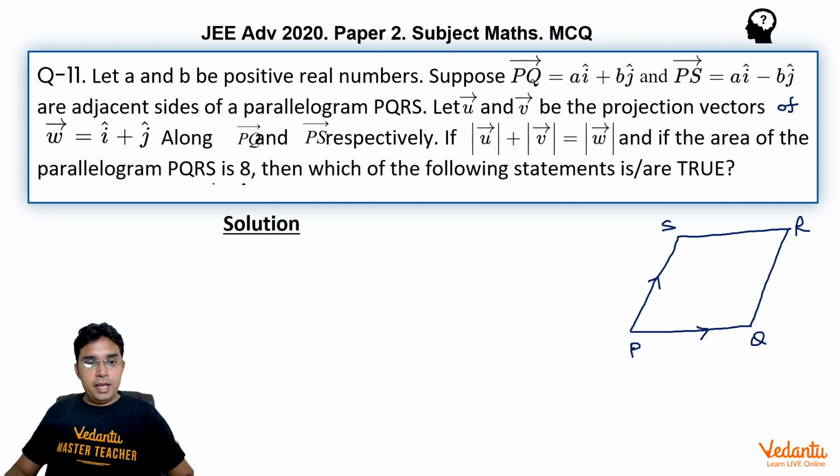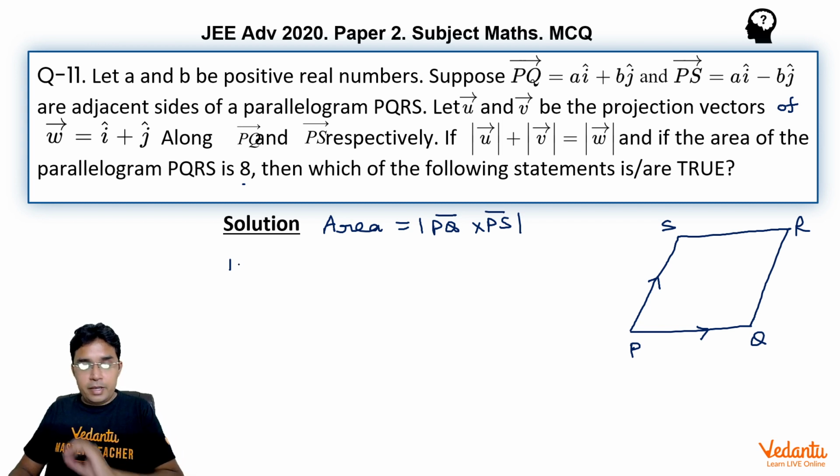We are given area of parallelogram PQRS as 8. And we are also given the adjacent sides. So very first thing that comes in our mind is that area can be found by taking cross product of PQ with PS, and definitely we can do this. Okay, but I would like to give you one special method for this one.